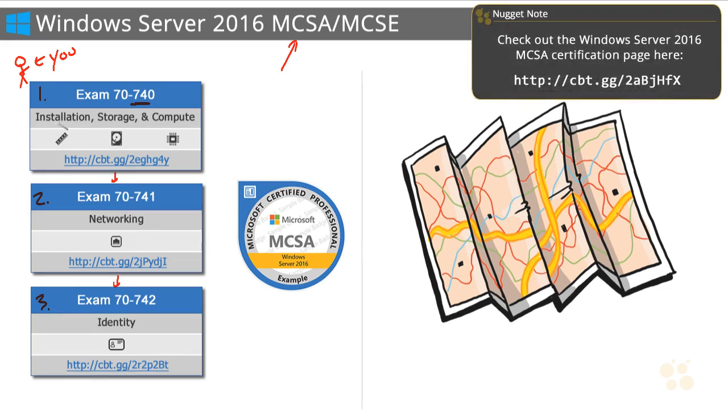Once you've passed all 3 of these exams, you will officially be a Microsoft Certified Solution Associate on Windows Server 2016, and you'll get rewarded with a fancy badge on your Microsoft transcript.